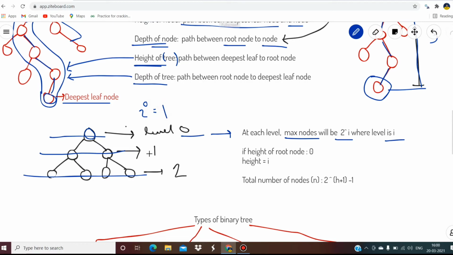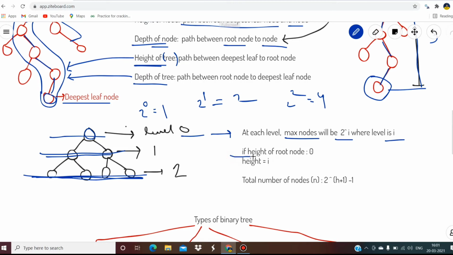Now suppose I move from level 0 to level 1 and I need to find how many maximum nodes level 1 can accommodate. Again the formula is 2 to the power 1, and the output is 2. So at max 2 nodes can be there in level 1. Now suppose from level 1 I move to level 2. In that case 2 to the power 2 is 4. So at max 4 nodes can be accommodated in level 2. So at each level the maximum number of nodes will be 2 to the power i, where i is the level number.